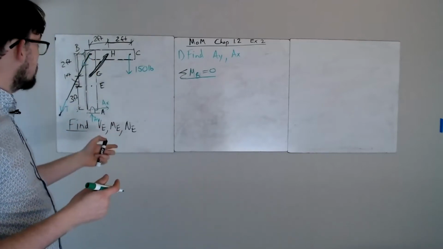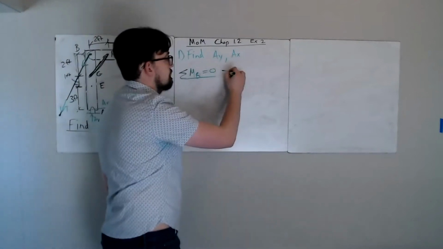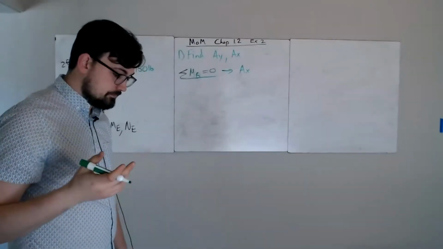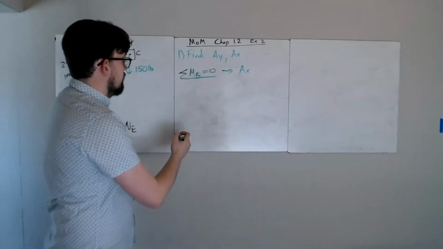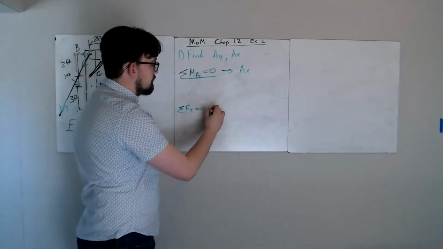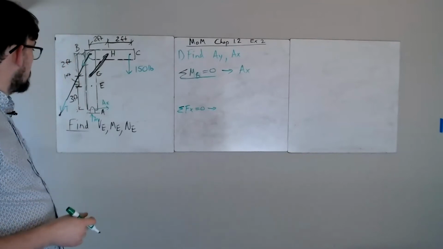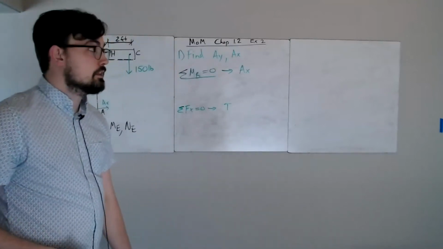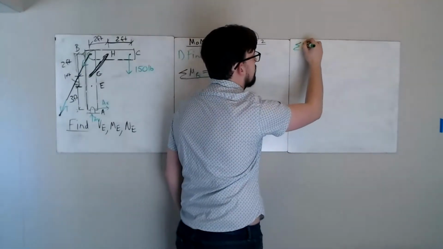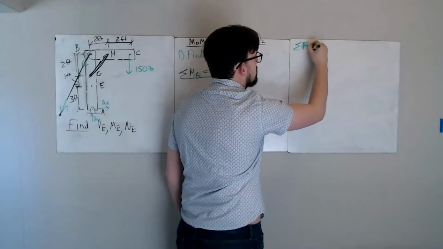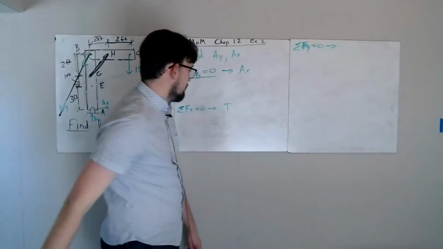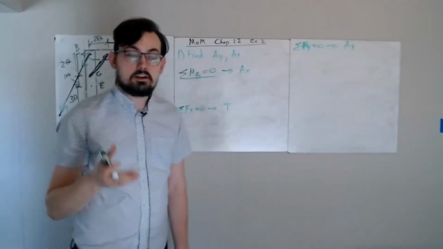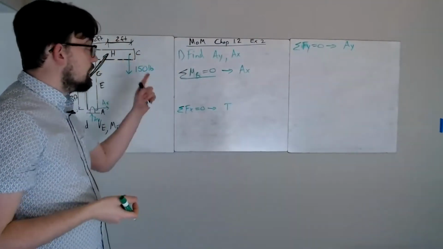So if I take a moment about B, this is going to directly tell me what AX is, because AX is my only unknown. So now I know AX. If I know AX, I can use the sum of forces in the X direction to figure out what my tension is. And then I can use my sum of forces in the Y direction. That's going to tell me what AY is. I've now conveniently wrapped this whole problem up. I know what AX and AY are.